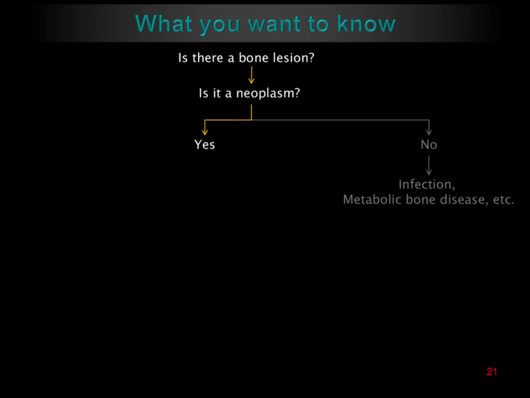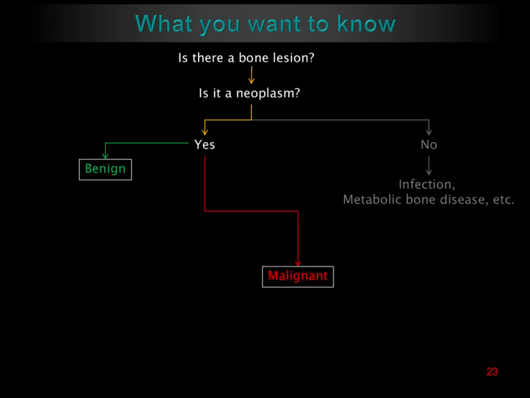Now, if it is a neoplasm, you want to know whether it is a benign lesion or a malignant lesion. If it is a benign lesion, you want to know what exactly it is. By that, you get to know whether it is a latent lesion, that is a lesion which is just there, and most of these are incidentally found lesions like non-ossifying fibroma or a fibrous cortical defect. Or you want to know whether it is an active lesion, meaning it is likely to progress like a simple bone cyst, or whether it is an aggressive benign bone lesion like a giant cell tumor or aneurysmal bone cyst.